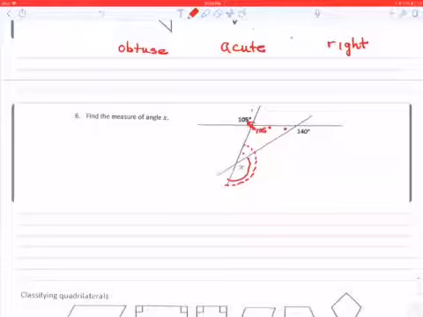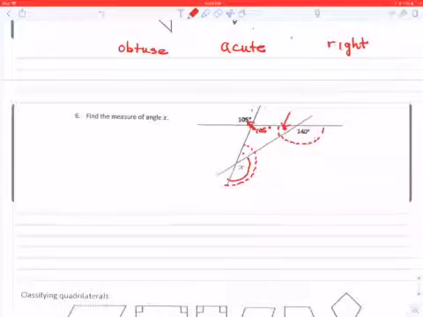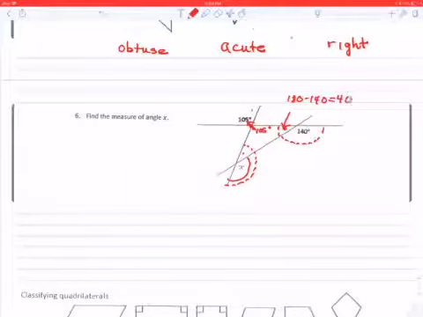This second angle forms a straight line with the given angle of 140 degrees. So I know that those angles are supplementary. And supplementary angles have to add up to 180. So 180 minus the 140 angle that was given would be 40 degrees. So this angle is going to be 40 degrees.